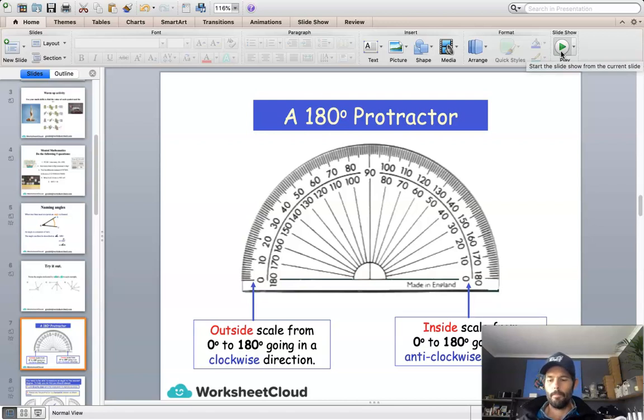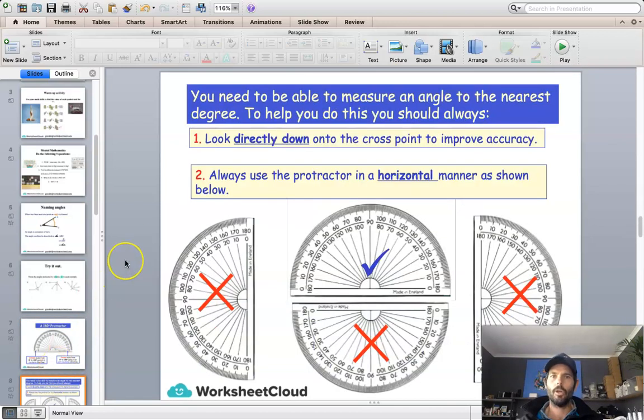So let's have a look at the next screen first. Okay, so you need to be able to measure an angle to the nearest degree. A couple of pointers: it's always a really good idea for you to look directly down at the protractor and not look at it from an angle. And it's also really handy to use the protractor in a horizontal manner, shown below.